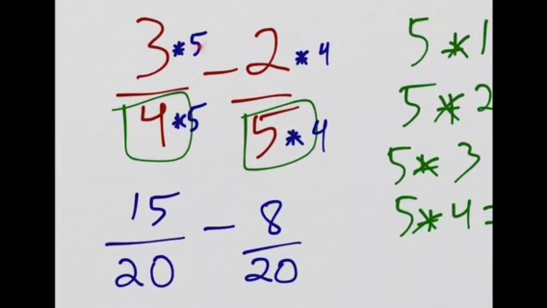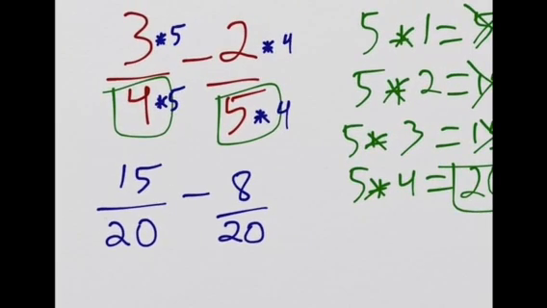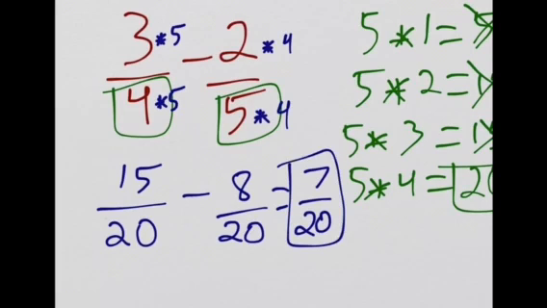If I take 3 times 5, I get 15. 4 times 5, I get 20. 2 times 4, I get 8. 5 times 4, I get 20. Now that I have the same denominator, I can subtract straight across. 15 minus 8 gives me 7/20. And that is my final answer.